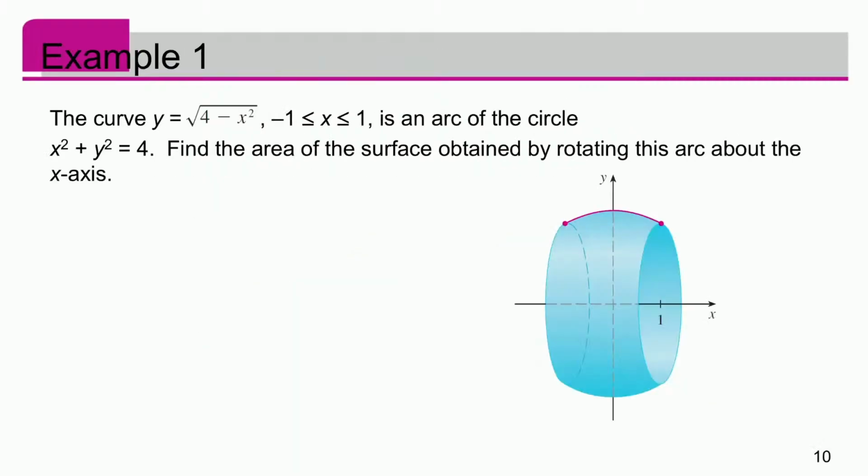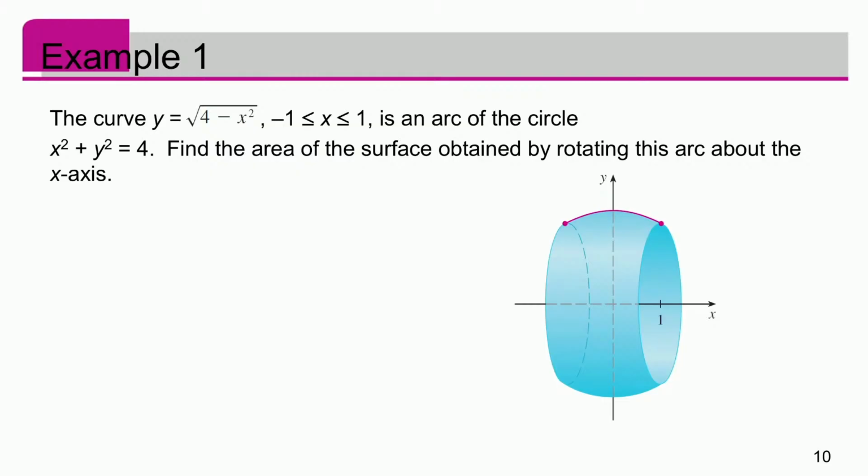Let's take a look at this example, then we'll come back to the idea of what happens when you go around the y-axis instead of the x-axis. Thankfully for us, not much changes when you change the axis of rotation. You just have to bear in mind the general formula and you'll be okay. So let's take a look at this.